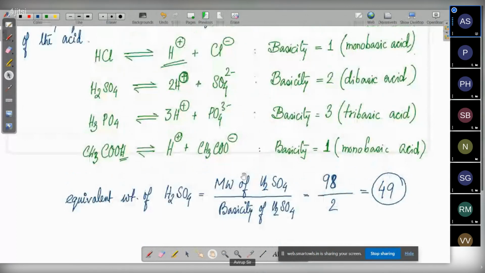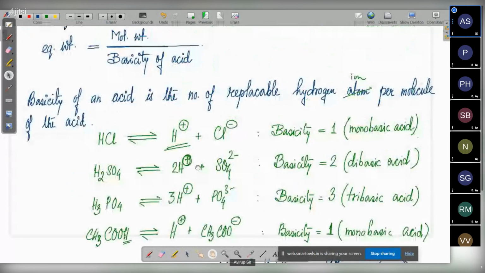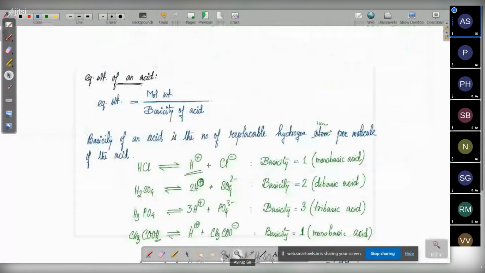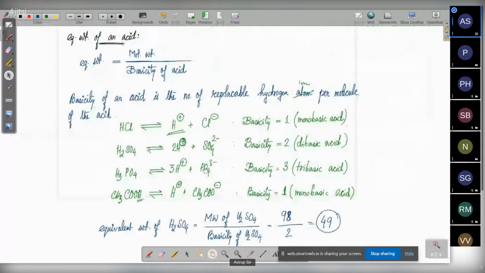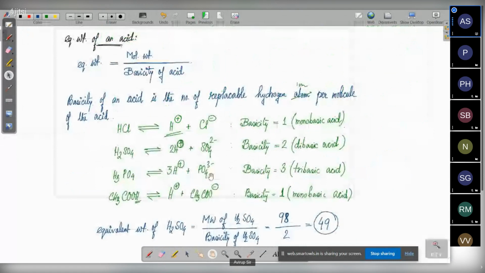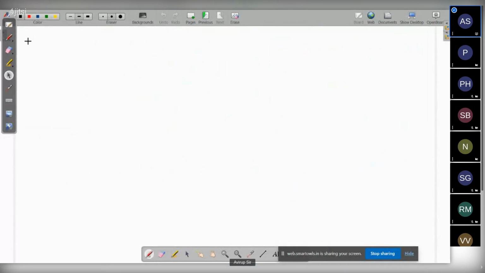Okay, so is it clear to everyone? Calculation of the equivalent weight of an acid. The formula is molecular weight by basicity. And how to calculate basicity, that also we have learned. Now it is simple division. Is it clear? Equivalent weight of an acid. Yes, sir. Okay, so then we have the equivalent weight of a base.